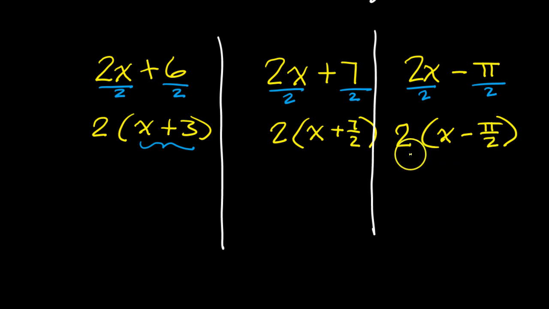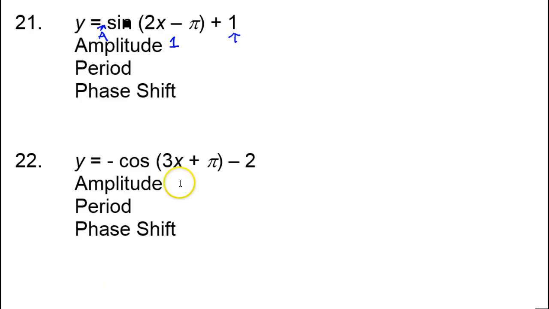So guess what, guys? This is the form that you have to write the problem in before you can start talking about what the phase shift is. It has to be in this form with the b value factored out. All right, so if you have a b value, you have to factor it out before you talk about the phase shift.